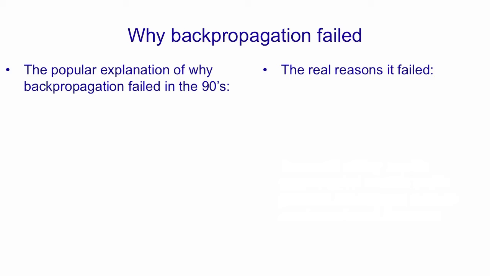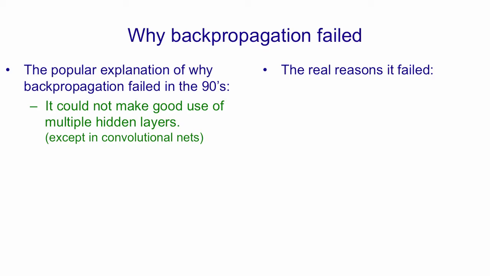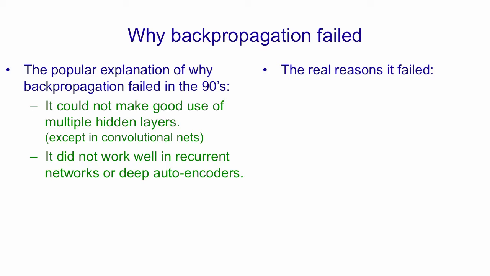The popular explanation of what happened to backpropagation in the late 90s was that it couldn't make use of multiple layers of nonlinear features. This wasn't true in convolutional nets, which were the exception, but in general people couldn't get feed-forward neural networks trained with backpropagation to do impressive things if they had multiple hidden layers, except for some toy examples. It also did not work well in recurrent networks or in deep autoencoders, which we'll cover in a later lecture. And recurrent networks were perhaps the place where it was most exciting, and so it was there that it was most disappointing that people couldn't make it work well.